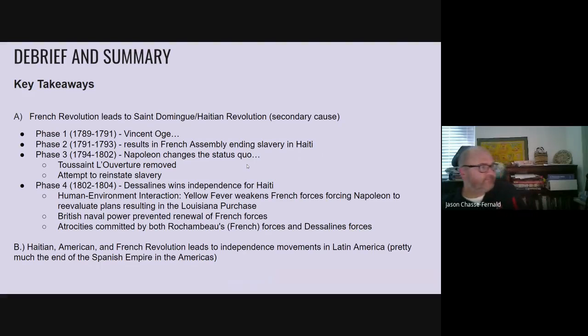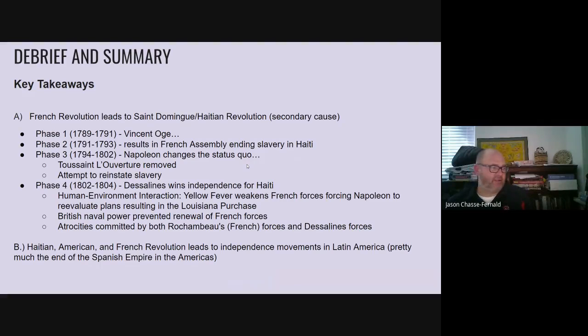So phase 1, that's the Vincent Oge, and I just talked about that one. Phase 2, right? So this is from 1791 to 93. And of course, this will result in the French Assembly ending slavery or abolishing slavery in Haiti. Right, so you can actually see abolition take place there.